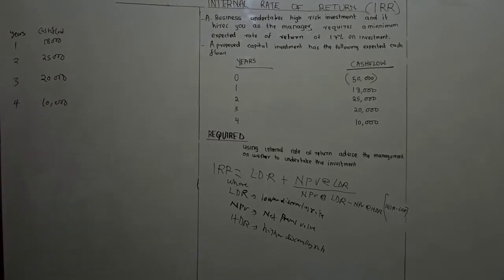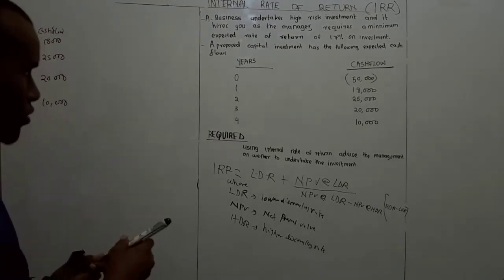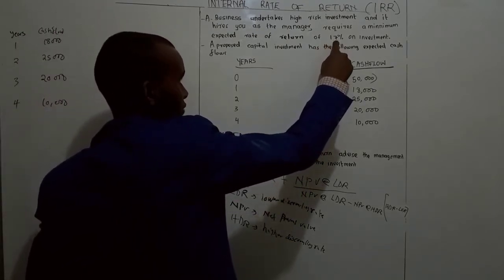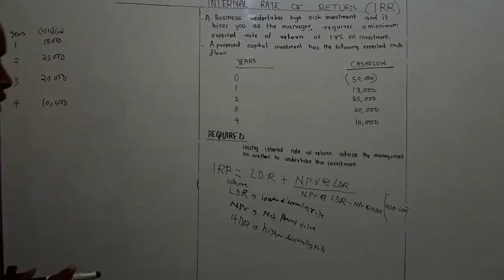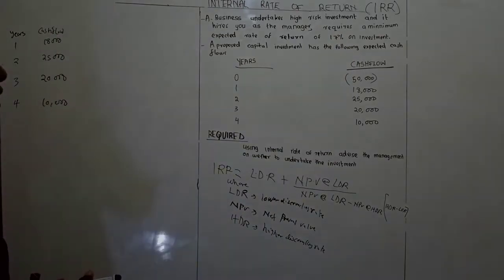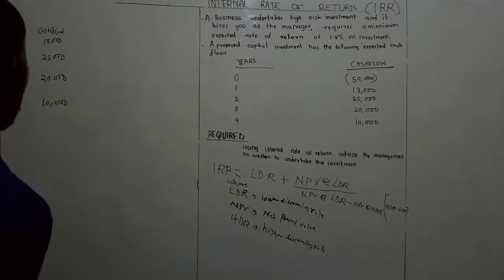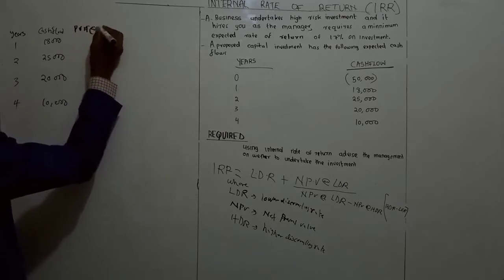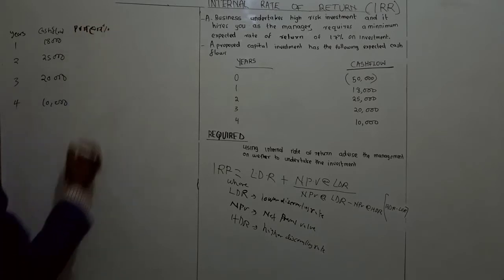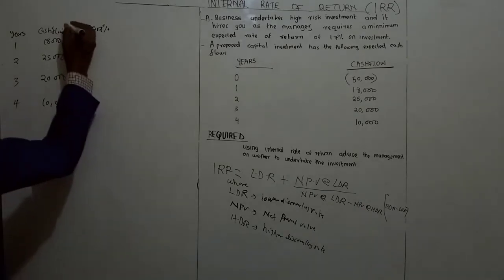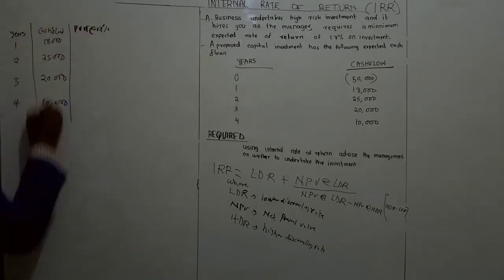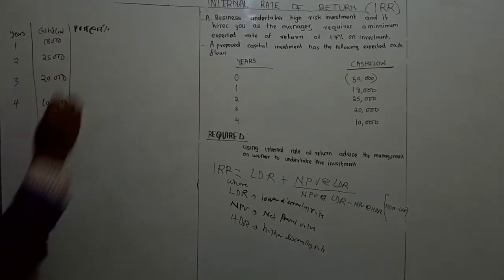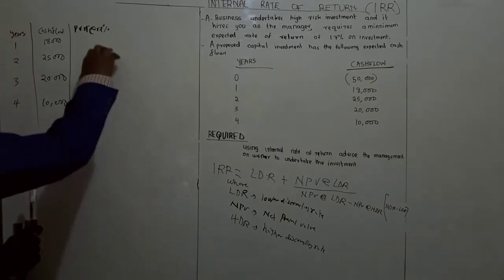After the cash flow, now we want to get the NPV at 17%. So we want to get the present value interest factor at 17%, so that we get the present value. Normally this is given in a table for you to get the present value.